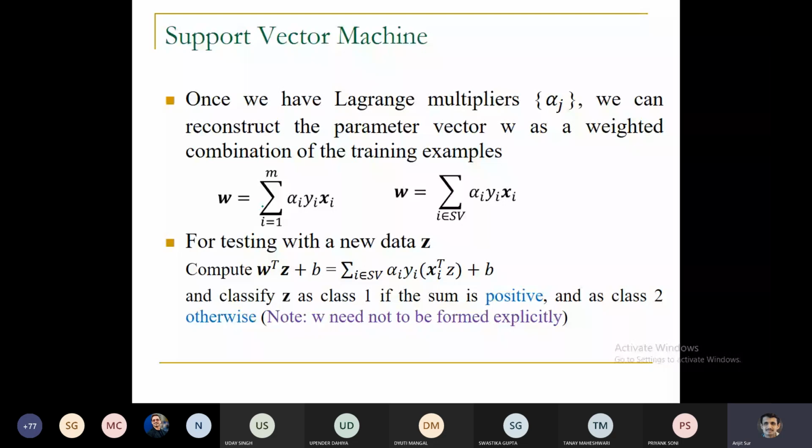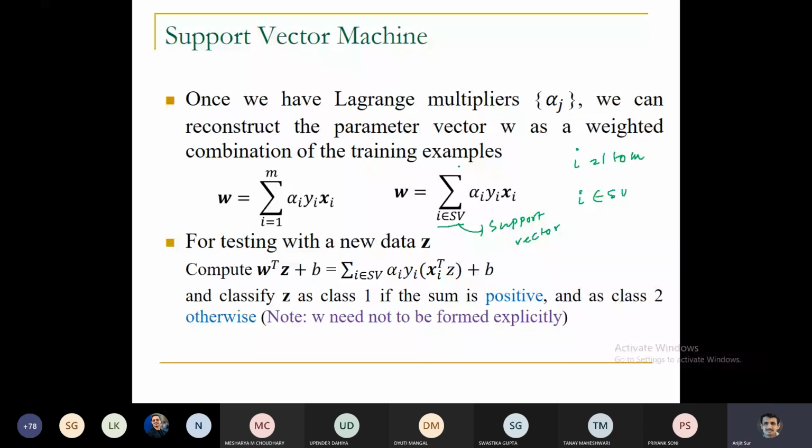Now, those i's are actually important. Here i goes from 1 to m, where m is the total number of samples. But those i's are basically the support vectors, so the summation is over only the support vectors. So alpha i yi xi is important, and it is taken not for all samples, only for the support vectors.